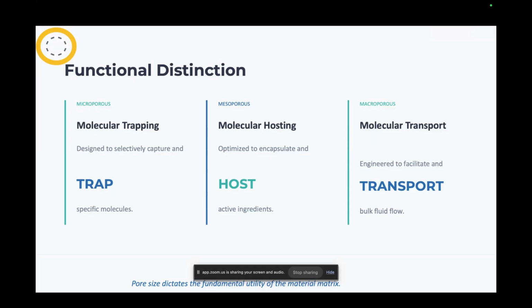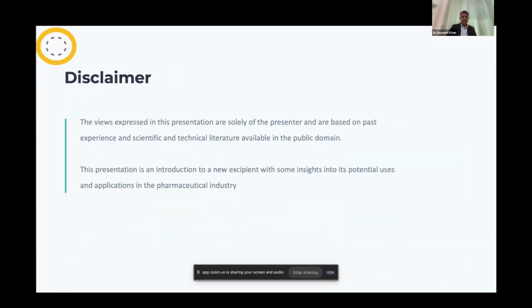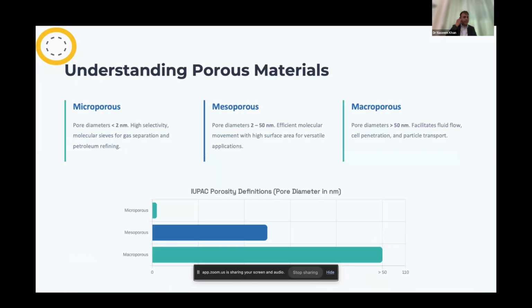Yes, we are maintaining this pore size in our factory. If the pores are differentiated, in the previous slides I have shown there are different pore sizes. If you can see here, this is micro, meso, and macro. So if the pores are differentiated, of course, the impact is different.